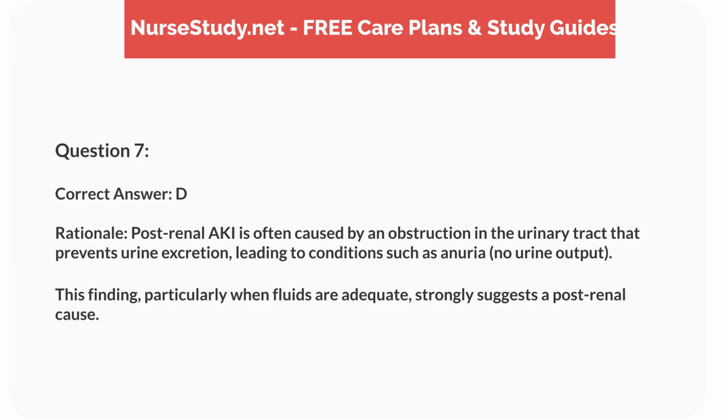Correct answer: D. Rationale: postrenal AKI is often caused by an obstruction in the urinary tract that prevents urine excretion, leading to conditions such as anuria, no urine output. This finding, particularly when fluids are adequate, strongly suggests a postrenal cause.